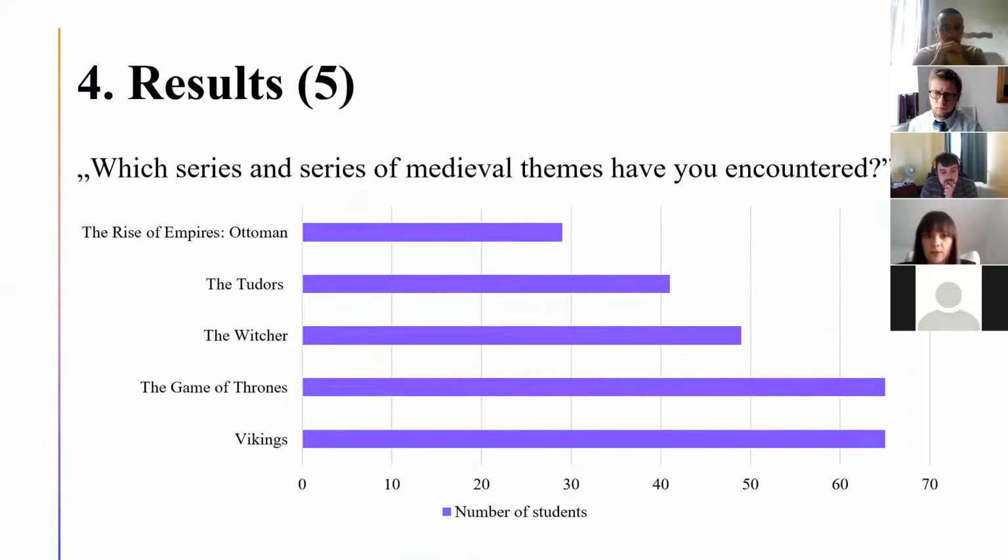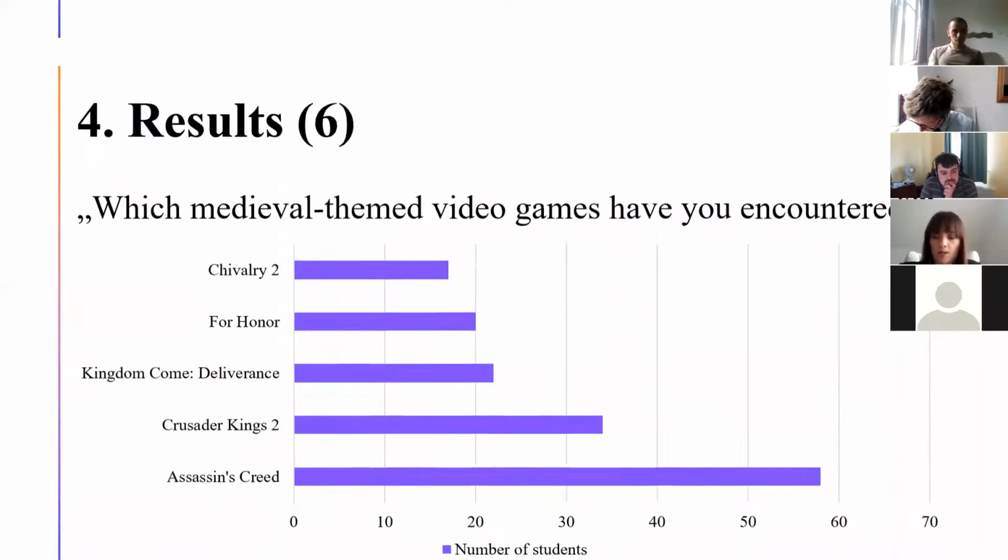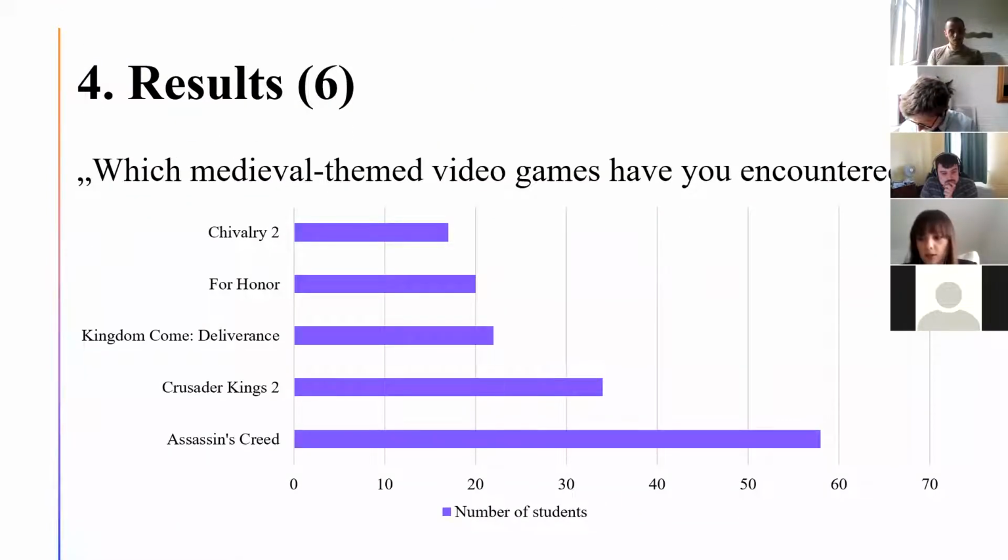The most popular series with medieval content among Croatian history students are, of course, Game of Thrones and The Vikings, followed by The Witcher and The Tudors. And surprisingly, the Netflix series Rise of Empires: Ottoman stood out as the 5th most popular series among history students. Assassin's Creed stood out as the most popular video game, followed by Crusader Kings, then Kingdom Come: Deliverance, For Honor, and Chivalry 2.